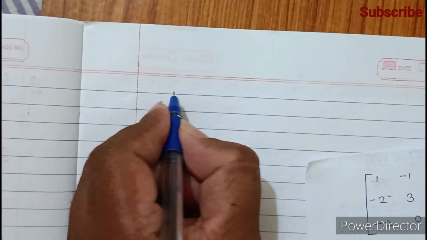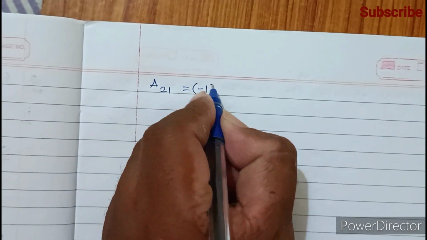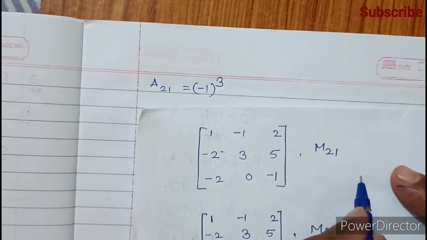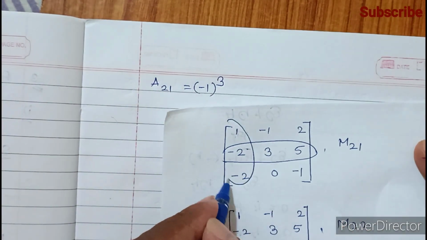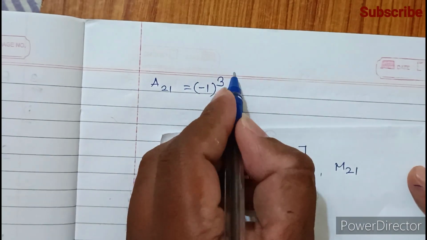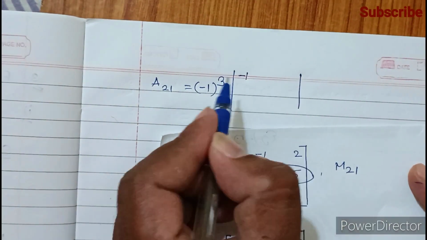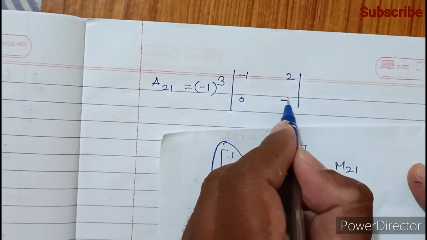Next value, that is A21, will equal minus 1 to the power 3, and the minor of A21, that is M21, means the second row and first column should be dropped in the minor. That gives minus 1, 2, 0, minus 1.